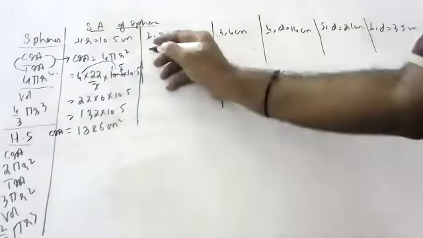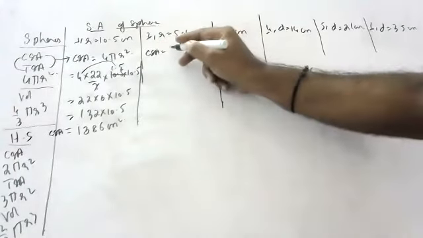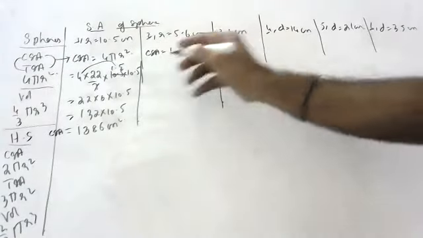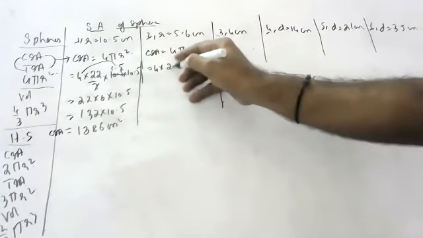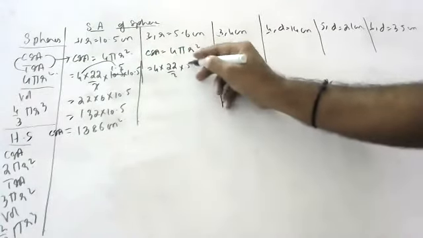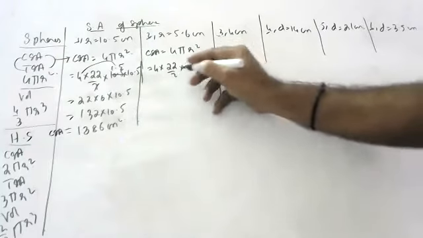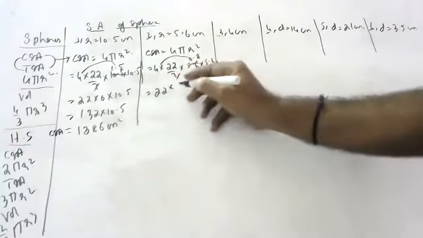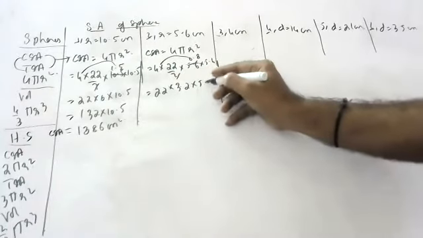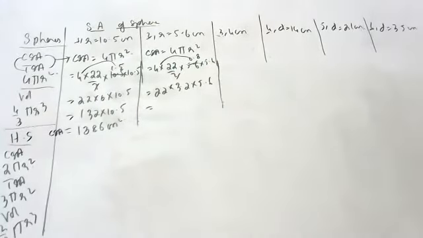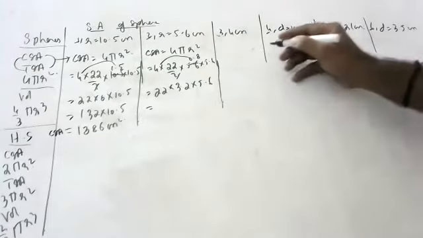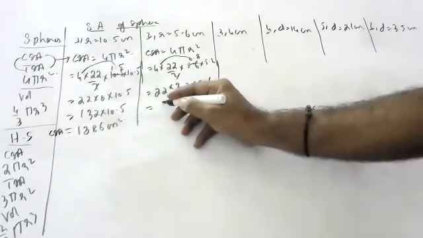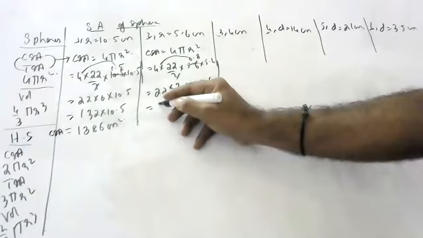Sujit, next sum also you know. Yes, sir. What is the CSA of sphere? 4 pi r square. Tell me. 4 into 22 by 7 into 5.6 into 5.6. This is 0.8. So 22 into 4 into 0.8 is 3.2. Can anyone help me? 22 into 3.2 into 5.6. Anyone? 394.24, sir.